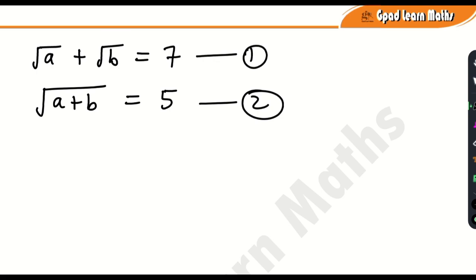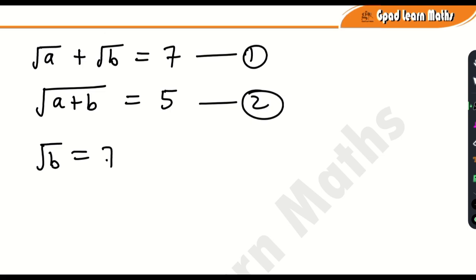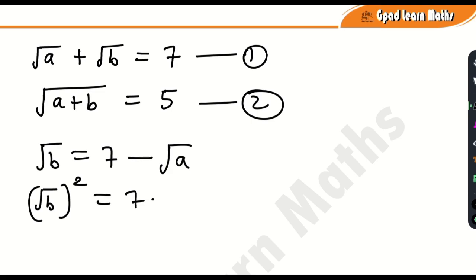So let's start off by saying the square root of b is equal to, I'm using this one now, 7 minus the square root of a. That is if you subtract the square root of a from both sides of the equation. Now that I have done this, I'm now going to square both sides, so that I can get just the value of b. So this is 7 minus root a all squared.